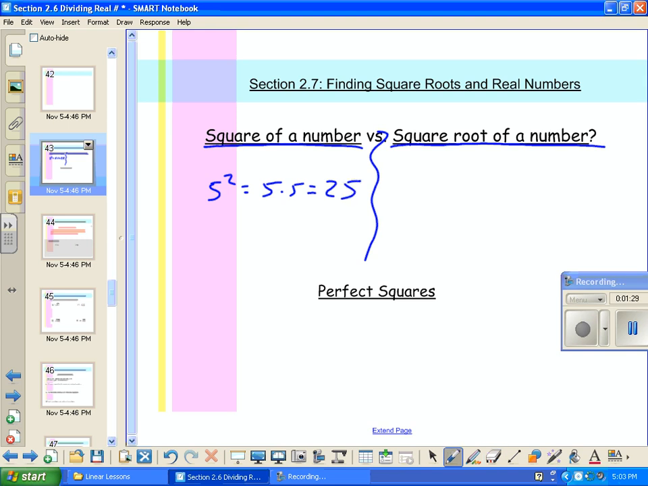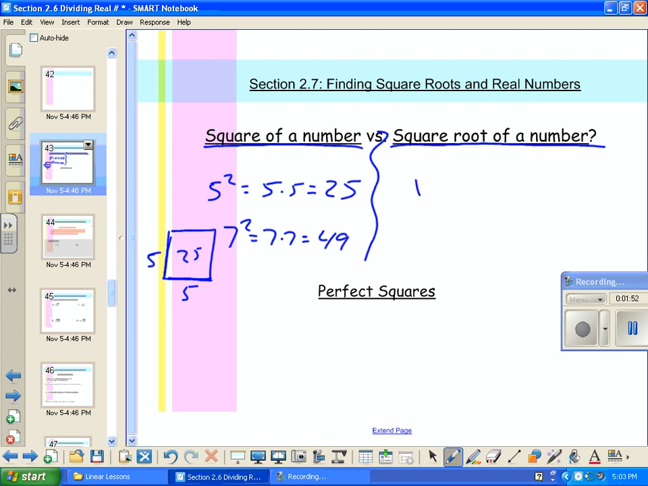It also comes from, if you think about an actual square and I want to find its area, both sides will be the same, 5 and 5. So 5 times 5 gives me 25. This is what we're doing when we square a number. Or 7 squared means 7 times 7, which equals 49. So that's squaring a number.